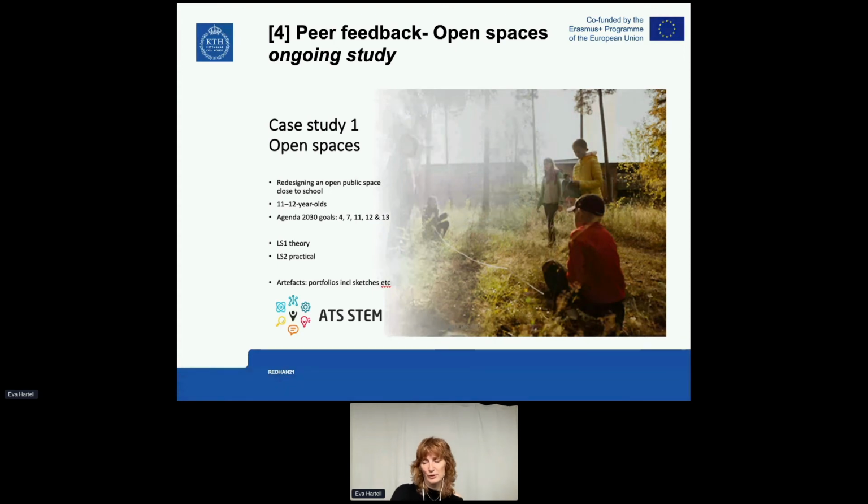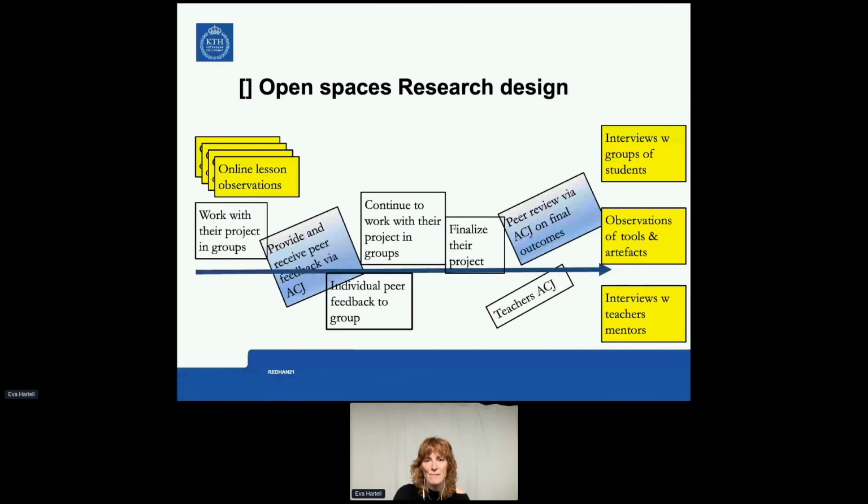So this is the research design overview. The arrow describes the process of where the students were working. They were working in groups, and we conducted online observations. I did that with some colleagues from KTH. And then the students made peer feedback, the feedback comments were fed back and used, and then they finalized the project. We also made interviews with teachers and the students.